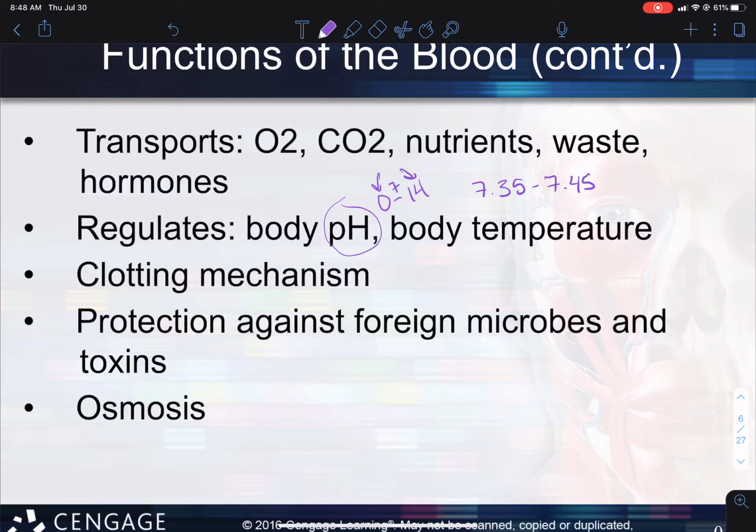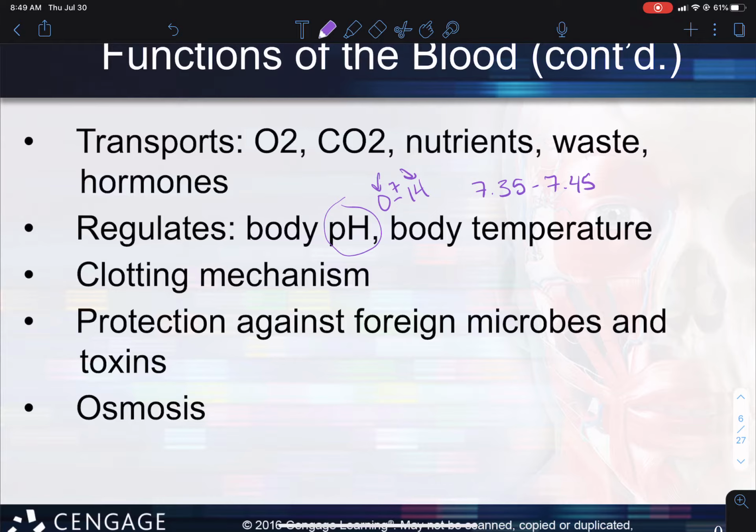It also regulates body temperature. How does it regulate body temperature? Well, as heat is trying to move within a system, if it gets trapped somewhere, then you'll get more and more heat to that area and you can overheat. But blood allows heat to actually travel within the vascular highway and dissipate to other tissues and hopefully to the outside environment.